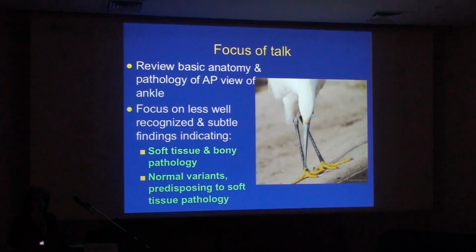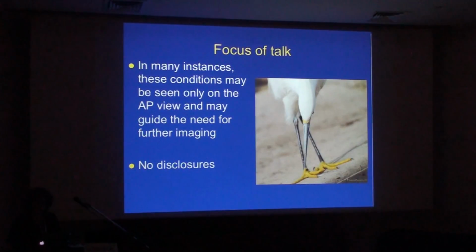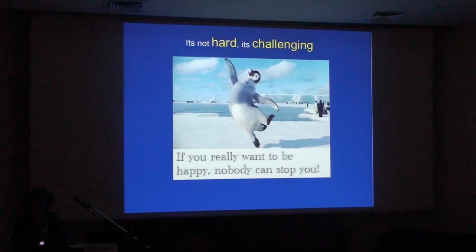So basically the focus of the talk, I'm going to just very briefly review some normal and abnormal easy anatomy of the AP view of the ankle. And then I'm going to go to more difficult cases and kind of teach us how to look a little bit more carefully. In many instances, I'm going to show you quite a few abnormalities. When we see those abnormalities, if we miss them on the AP radiograph of the ankle, that's it. If we don't get other imaging modalities, or if we don't get x-rays of the foot, we may miss them. So that's one of the impetus for this lecture.